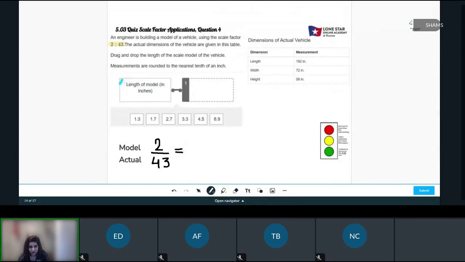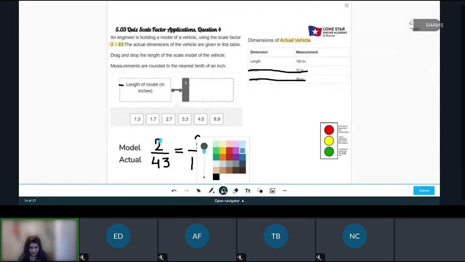Then they're again talking about the length of the model, not the width, not the height. And notice they gave you the actual dimensions of the vehicle, right? So where will I put the actual length? The actual length is on the bottom. Very good, because it is the actual 192. In this way, I will be able to figure out the length of the model. Again, numbers don't look so compatible when this is the case. Just use cross product, multiply the diagonal numbers. 2 times 192.